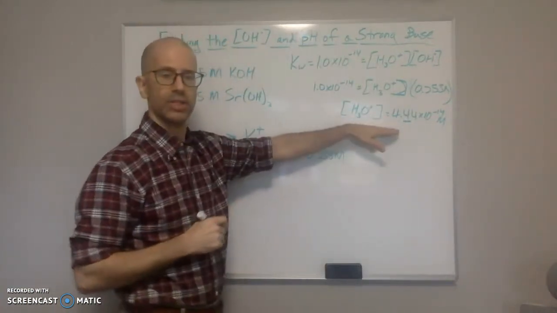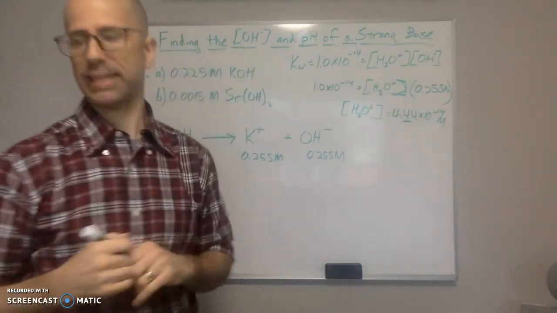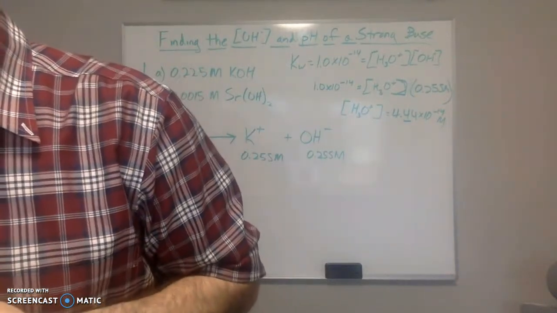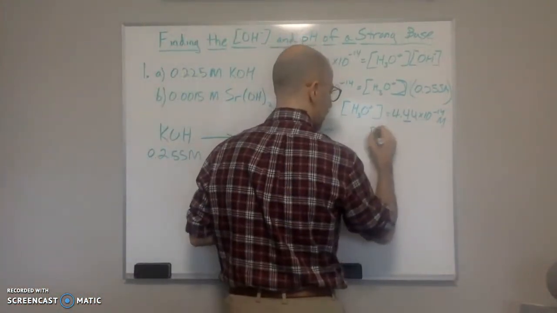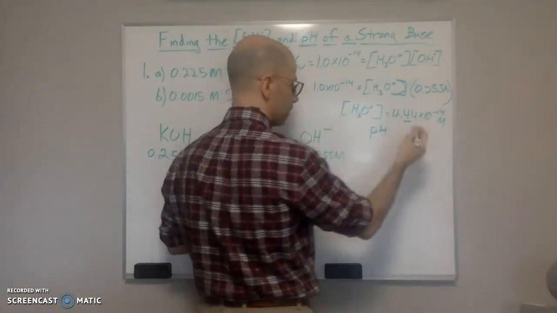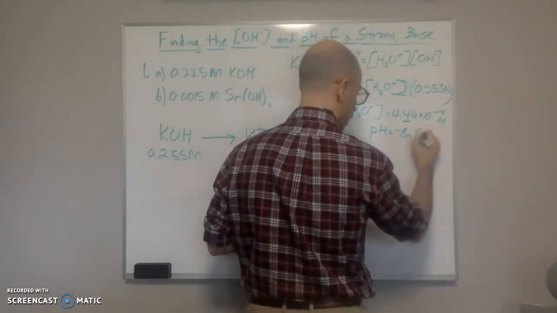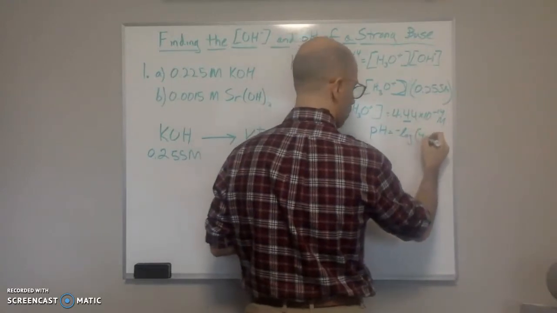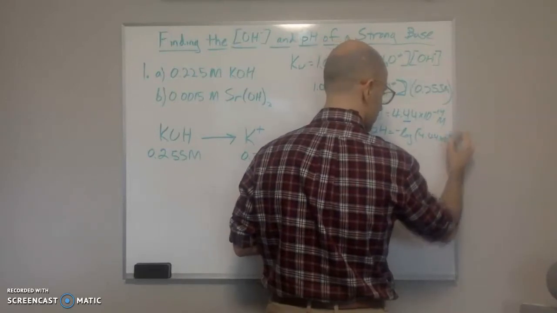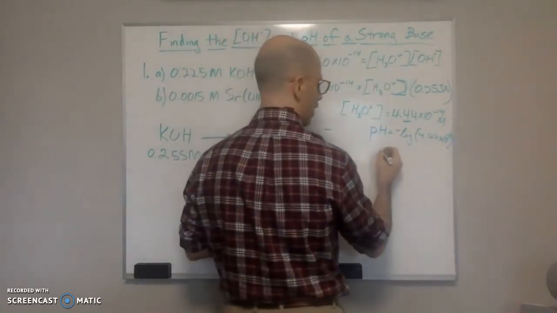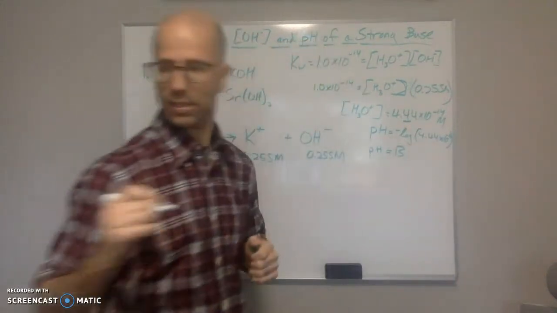Okay, so then now we take the negative log of this. If we take the negative log of this, we get for a pH 13.35. So the pH is equal to the negative log of this concentration, 4.44 times 10 to the negative 14, and that pH is going to be equal to 13 point, I think I said 35.